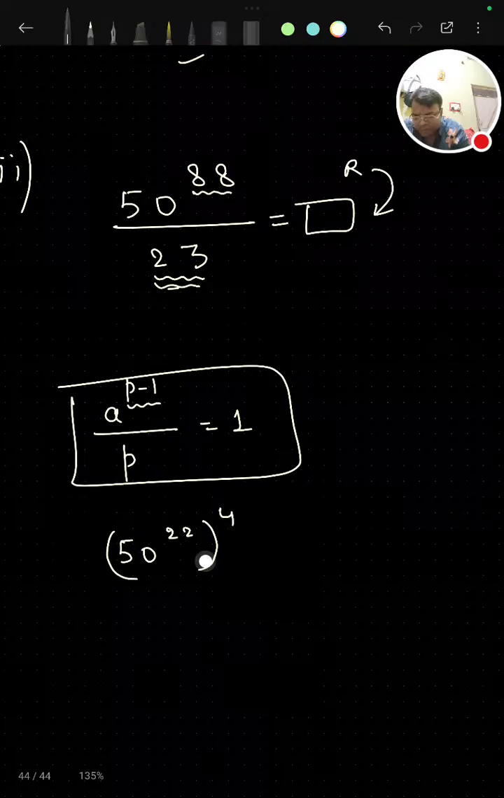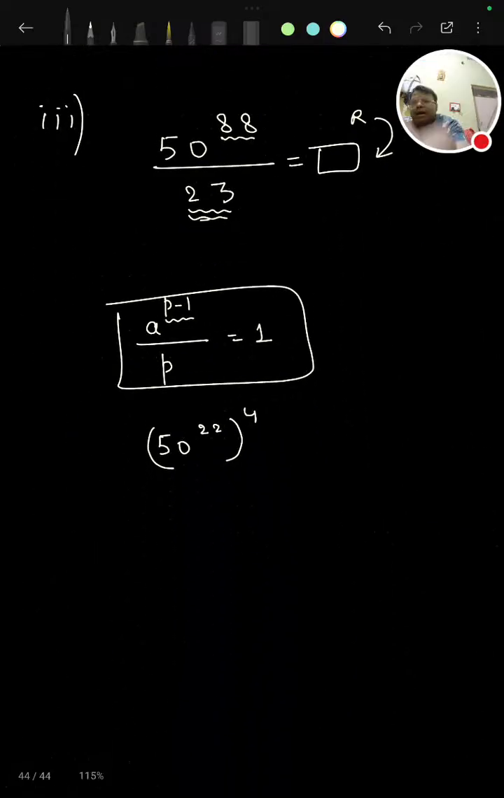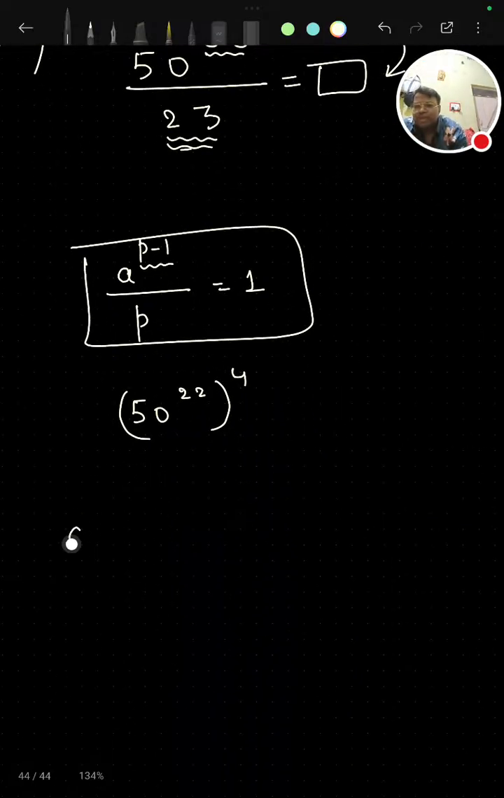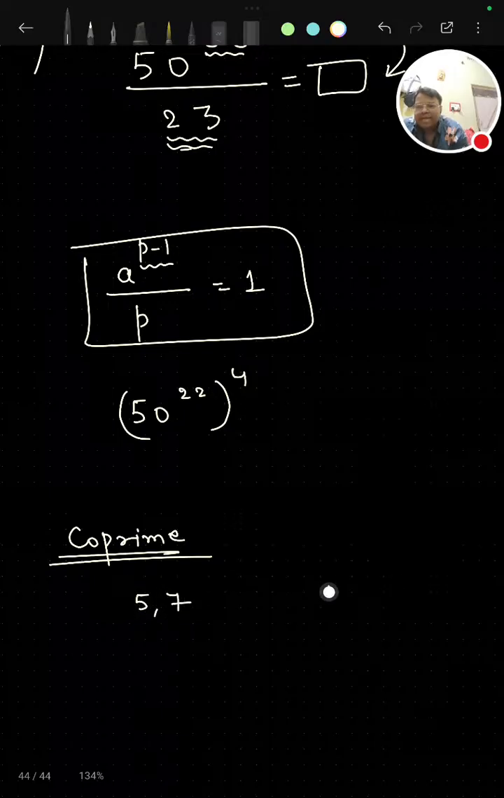22 times 4 is 88. Michael asks, what is the meaning of coprime? Okay, Michael, I can explain it easily to you. Suppose I take the example of 5 and 7, and the example of 14 and 16. These are the two pairs of numbers.